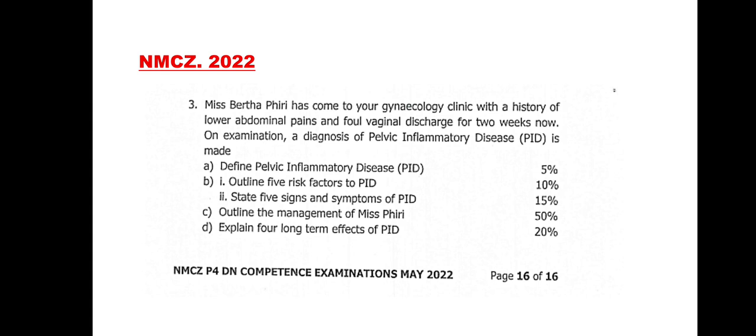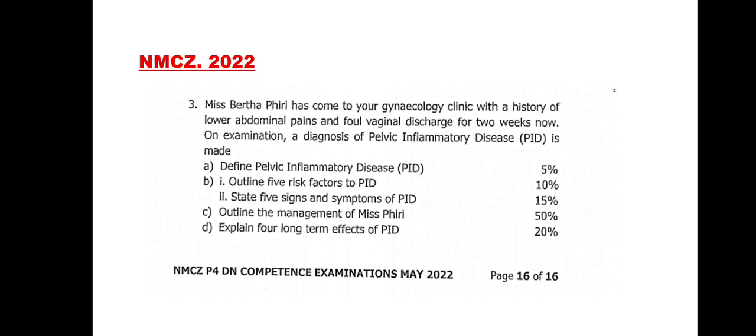Okay. So those are 5 risk factors to PID. And I was actually outlining them, not just listing them. Okay. Now I want to look at question B, Roman numeral 2.